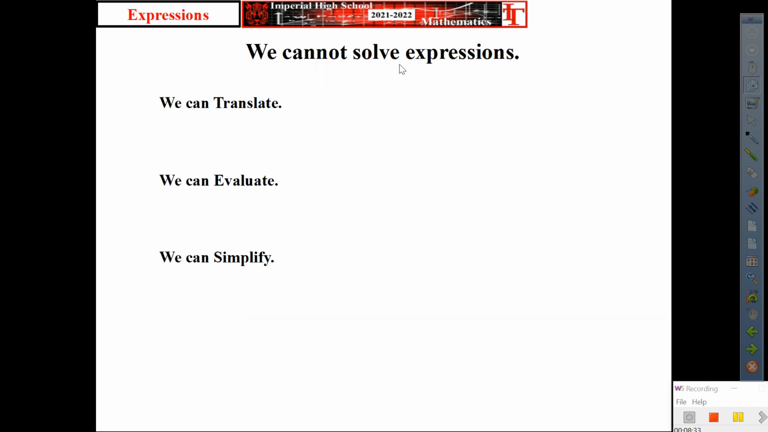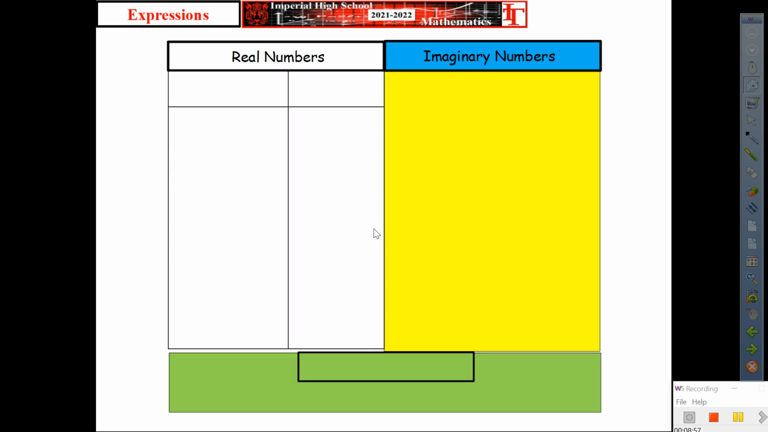So we started off with expressions. And these, I said, we cannot solve. What can we do? We can do 3 things: translate, evaluate, and simplify. And I showed you that example yesterday. From there, I asked you to copy this behind the Cornell notes. Is that correct? Yes.